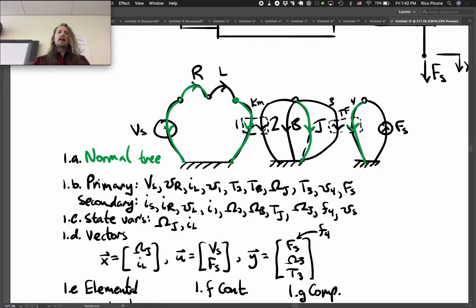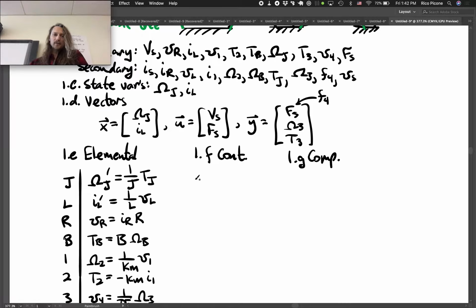So J is a branch, right? It's in the normal tree. So it needs a continuity equation. This contour will work. Since the torque through J is leaving that contour, it has to equal all the torque going into the contour. And they all happen to be leaving the contour, so they're all going to be negative on the other side of the equation. So we'll get that Tj equals negative T2 minus Tb minus T3.